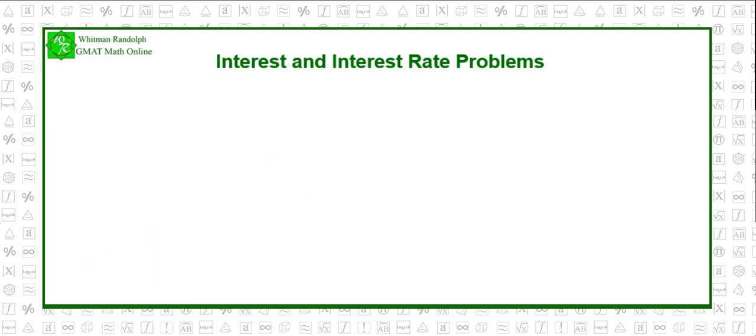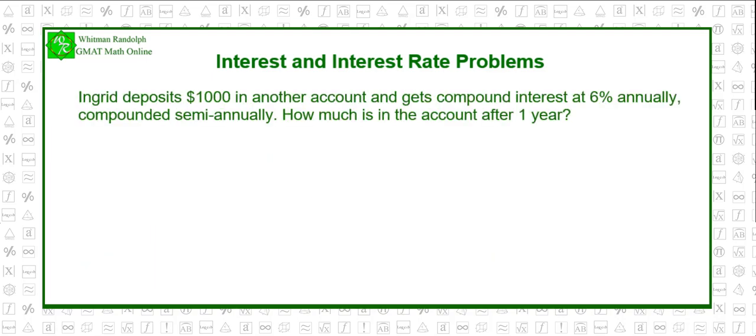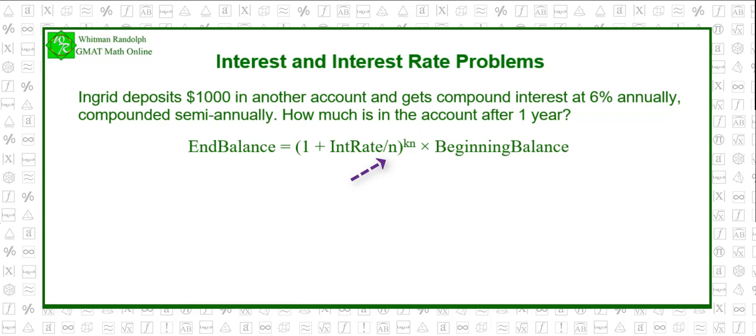Now let's try a compound interest problem. Ingrid deposits $1,000 in another account and gets compound interest at 6% annually, compounded semi-annually. How much is in the account after 1 year? The compound interest formula is end balance equals 1 plus the interest rate over n, all raised to the kn power, times beginning balance. Now what does that mean?